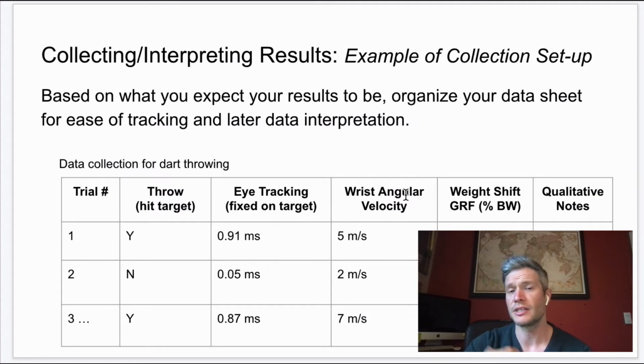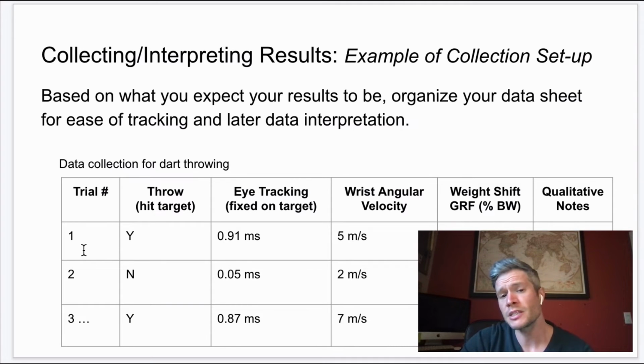I also want to know when successful targets are hit, so throws are accurate, what's the velocity of their wrist, as about their elbow. I want to know if they shift their weight lots between their feet. And I'm just going to leave a little section here of qualitative notes and observations I might make generally about the performer or what I observe about their performance.